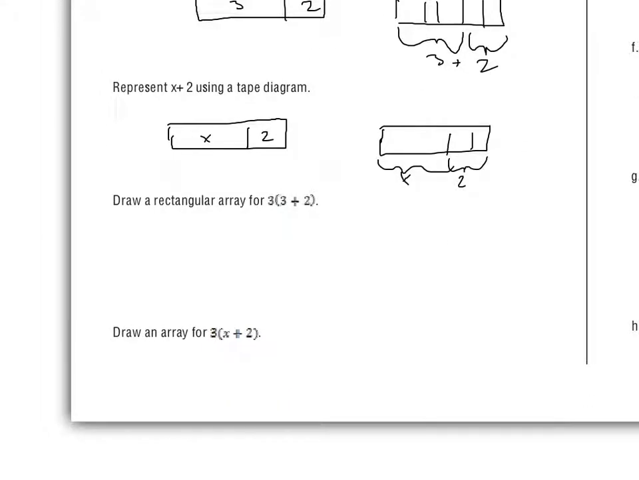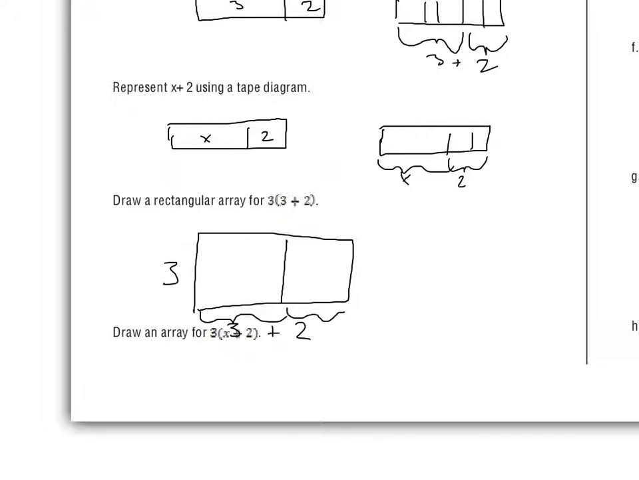So draw a rectangular array. This is where we're thinking about the sides of a rectangle being two different pieces. So here I have a rectangle, and I have this part is 3, and then on this side we have 3 plus 2. So I'm going to cut it down the middle. This is going to be 3. This is going to be 2. So this is 3 plus 2, running the length of this.